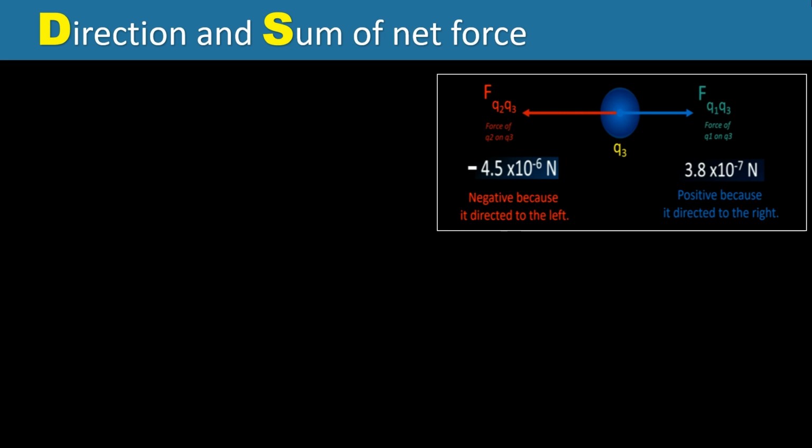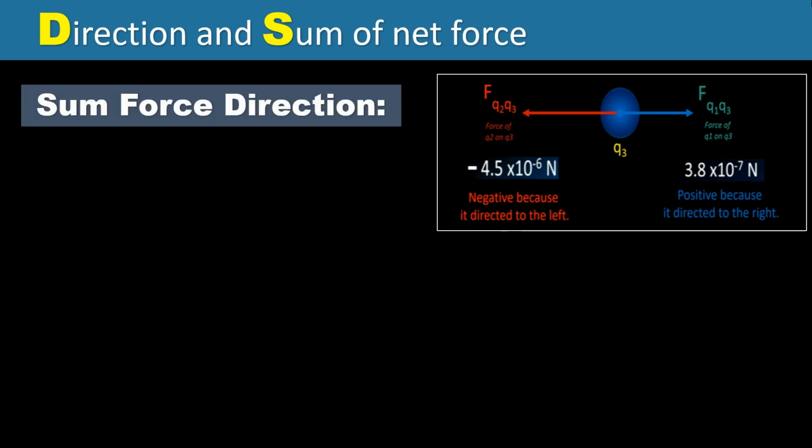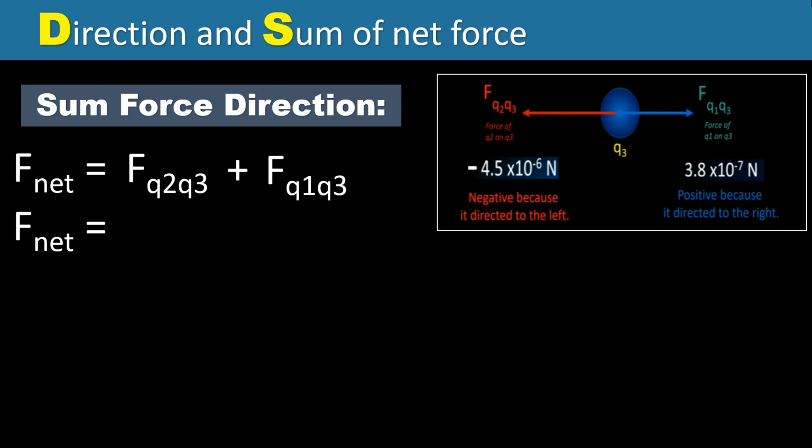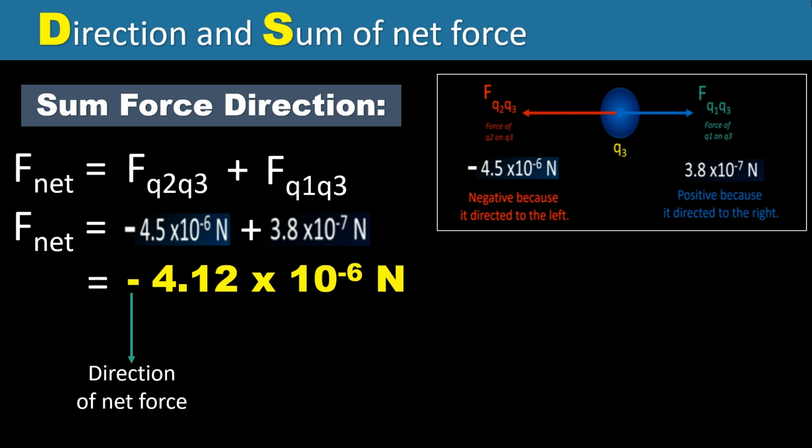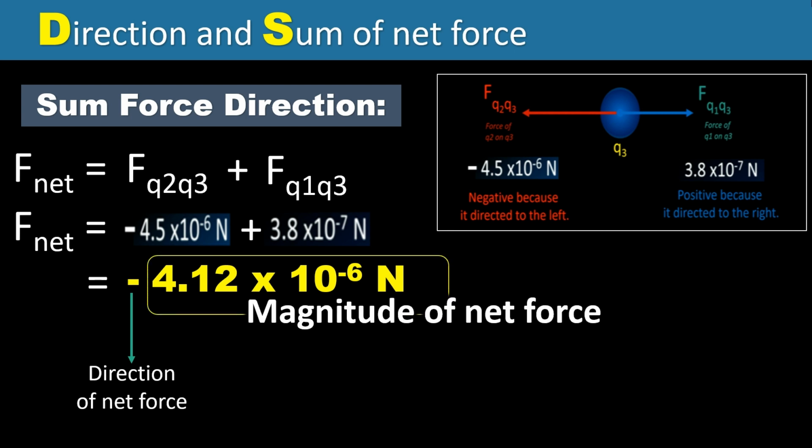For the last steps, we will determine the direction and the magnitude of the net force. By definition, net force is the total of all forces acting on an object. So, we add the calculated forces with their algebraic sign representing their direction. As a result, our sum will also bear a positive or negative value. The negative or positive sign will suggest the direction, and the numbers will suggest the magnitude of net force.